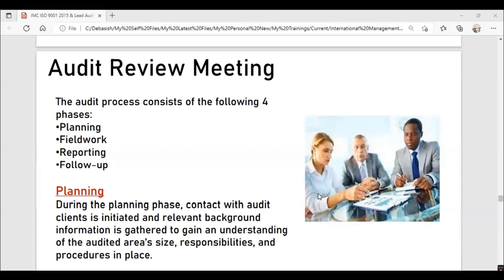During the entrance meeting, the auditor meets with representatives of the audited area, or we say the auditee, to discuss the audit objectives and scope, estimated time and resources needed, and communication of audit results.